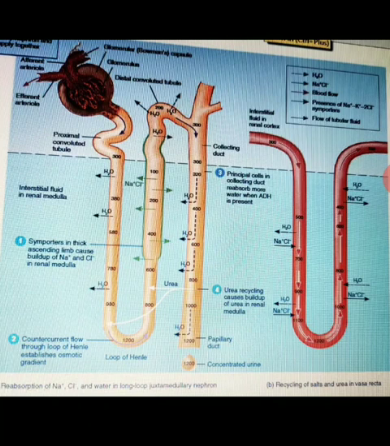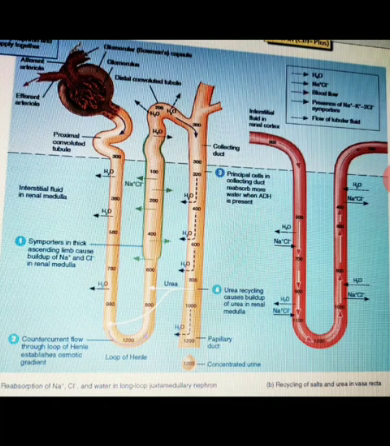Then the last point, urea recycling causes a buildup of urea in the renal medulla. As urea accumulates in the interstitial fluid, some of it diffuses into the tubular fluid in the descending and thin ascending limb of the loop of Henle, which also are permeable to urea. However, while the fluid flows through the thick ascending limb, DCT and cortical portion of the collecting duct, urea remains in the lumen because cells in these segments are impermeable to it.